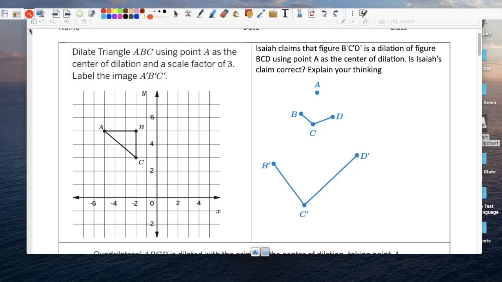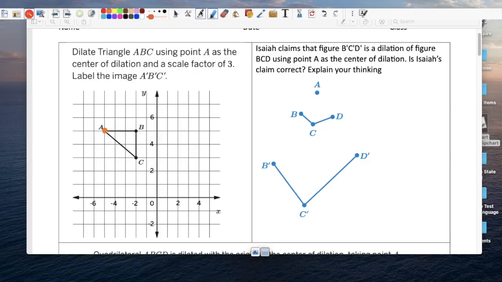So, first one says dilate triangle ABC using point A as your center dilation. So, this is your center. So, everything is going to be based on that center. So, the distance that B is from A, that's the distance that's going to be increased or decreased by scale factor. And the distance from A to C, that's the distance, right? It's going to be increased or decreased by whatever scale factor.